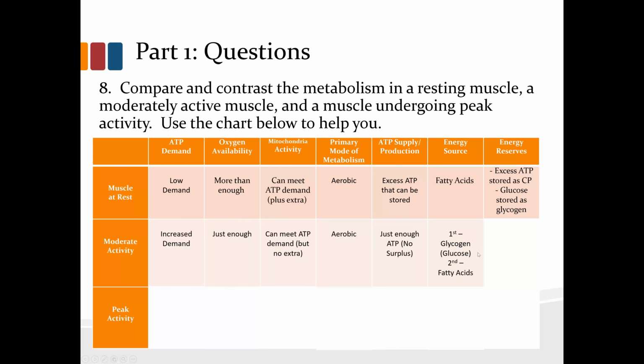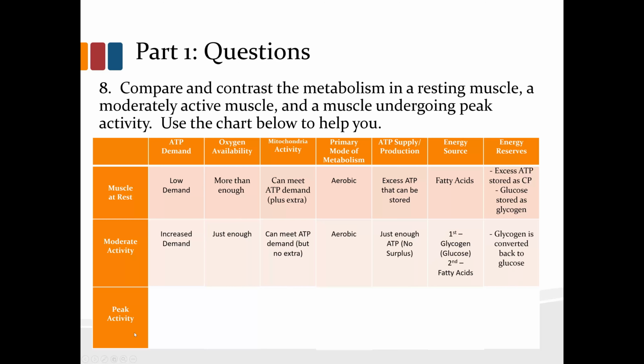For the energy source, first the muscle will use up the glycogen, break it down into glucose, and then use that glucose as the primary energy source. But if glycogen stores start to run low, it will switch to using fatty acids. And during moderate activity, the glycogen stores are converted back to glucose to use for the aerobic metabolism.